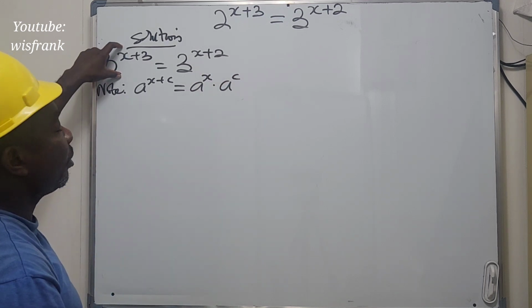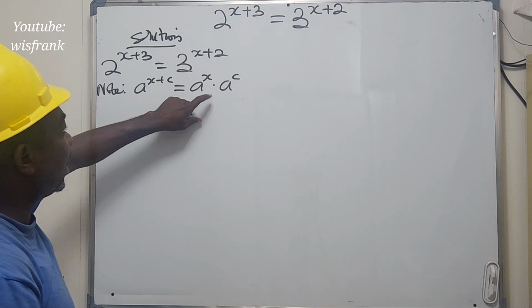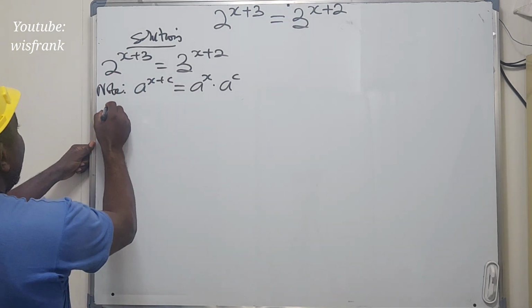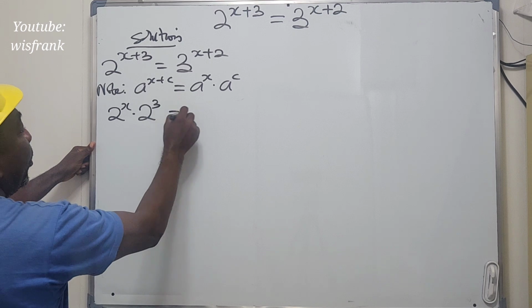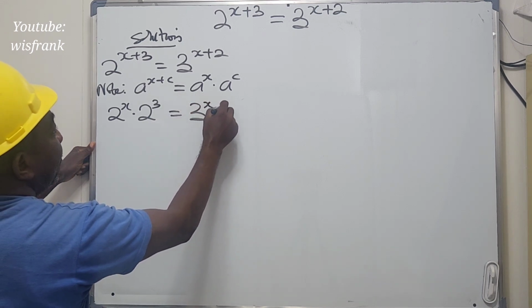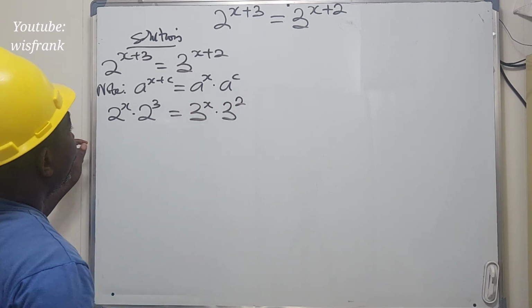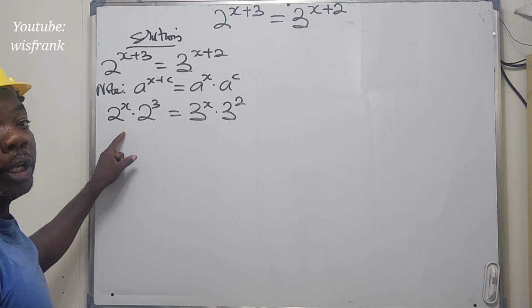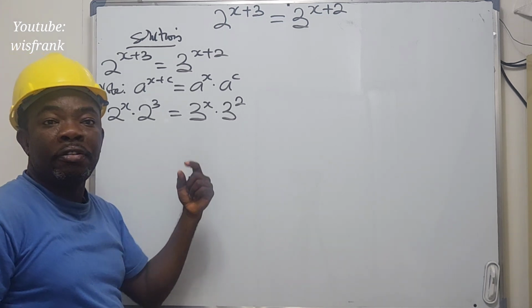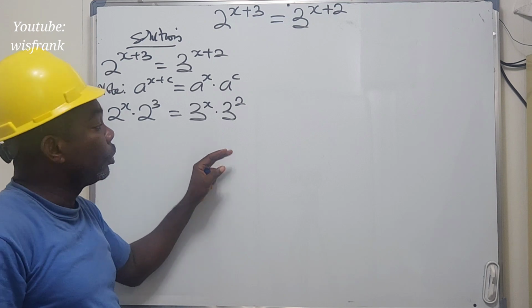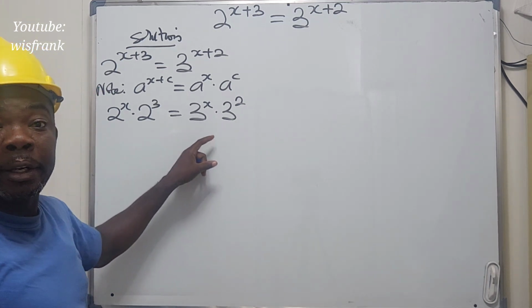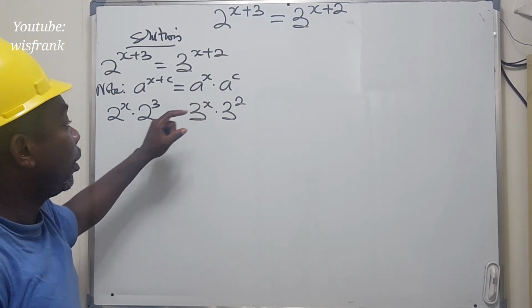So expressing the left hand side and the right hand side in this way will give us 2 to the power of x times 2 to the power of 3 equals 3 to the power of x times 3 to the power of 2. In this case, we need to move the power of the variable to one side and the power of the constant to the other side. So first, we divide both sides by 3 to the power of x.